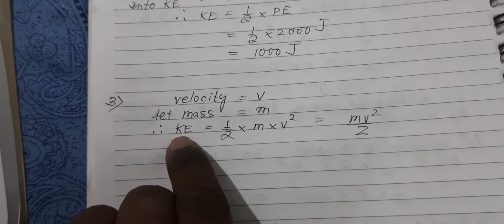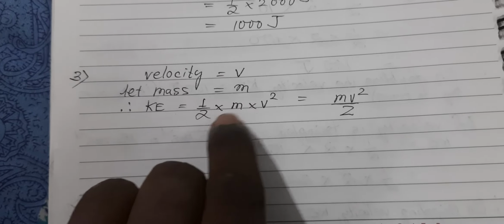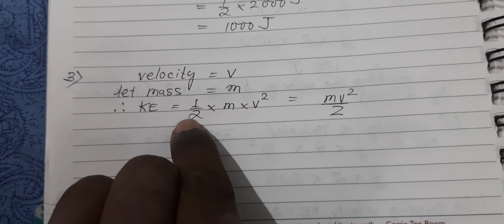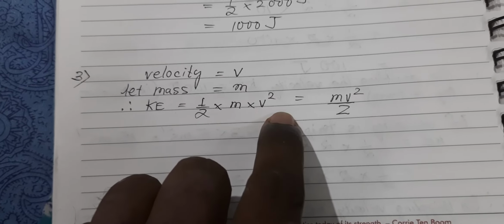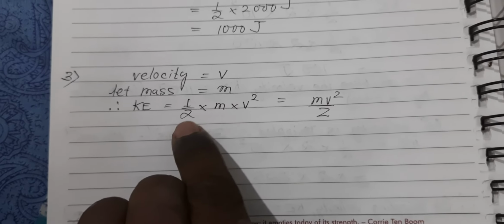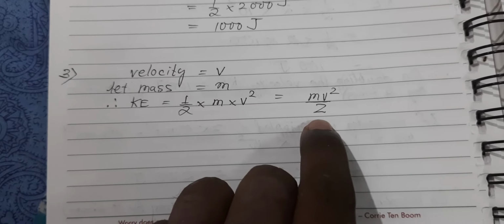So what is the formula of kinetic energy that is built on this rocket? Kinetic energy formula is half into m into v square. m into v square is in the numerator, 2 is in the denominator. So m into v square into 1 is mv square in the numerator, whereas in the denominator 2 is there. So mv square by 2 can be written.